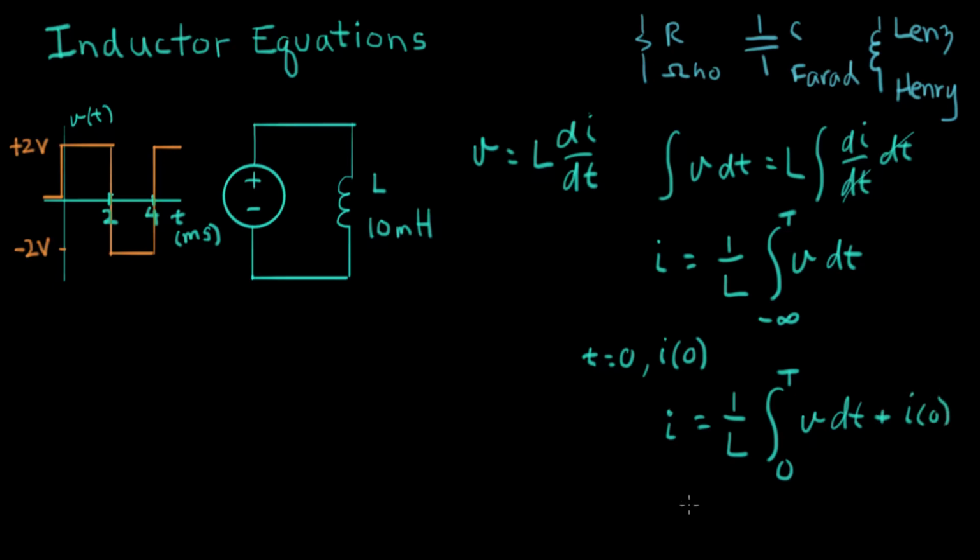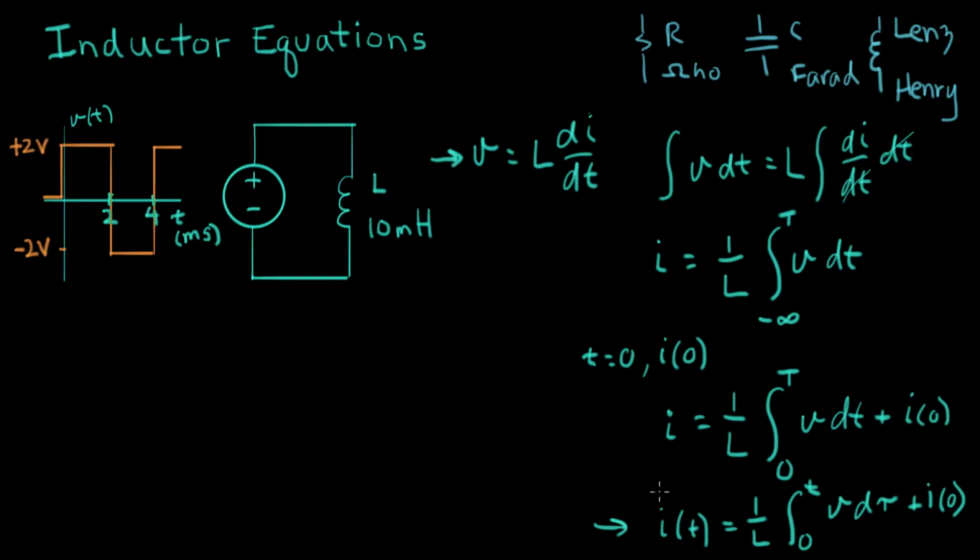And I'll do one more little change. I want this variable up here to be small t, and that means I have to replace this t inside here with some other symbol as a dummy variable. And so now I'm going to get I of t, little t, equals 1 over L, integral from 0 to little t of v d tau, plus I of 0. So this is the integral form. There's the integral form of the inductor equation, and here is the derivative form. And we'll use both these.